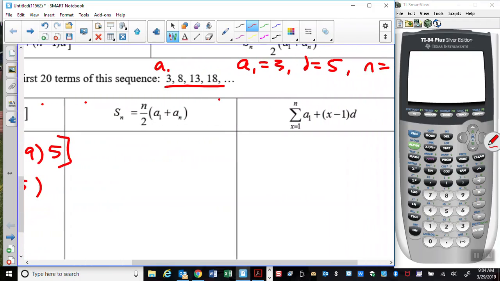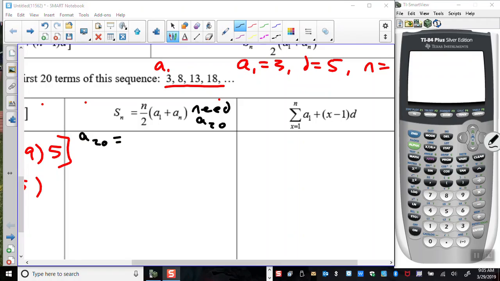All right, how about this second one? S sub n equals n over 2 times a1 plus an. Well, we don't have an yet. n equals 20, so a sub 20 we have to find using the explicit rule.